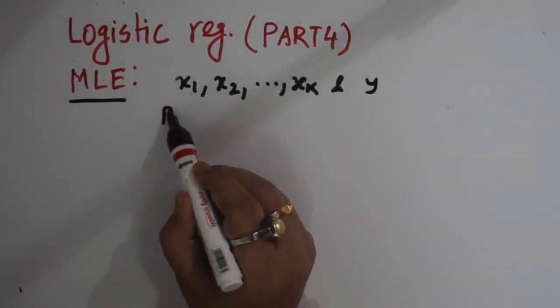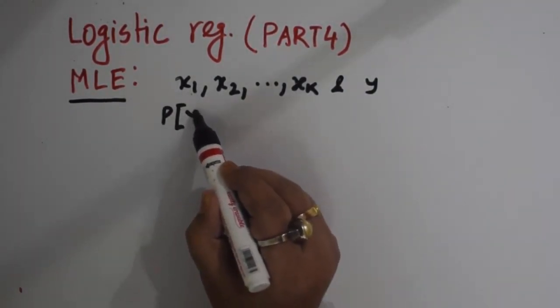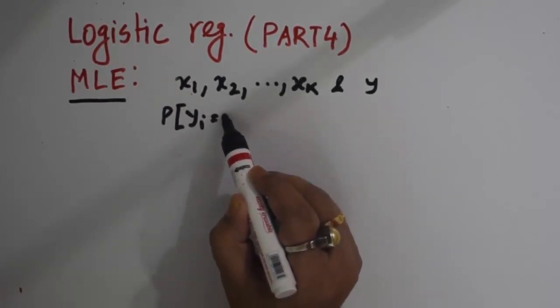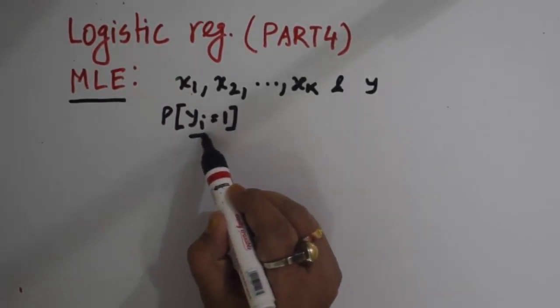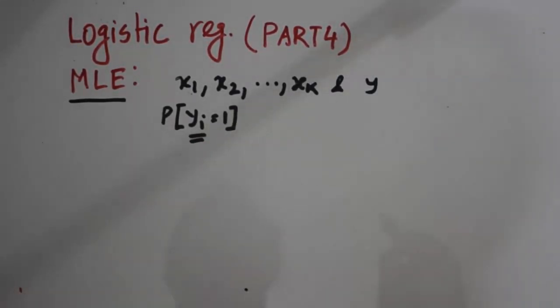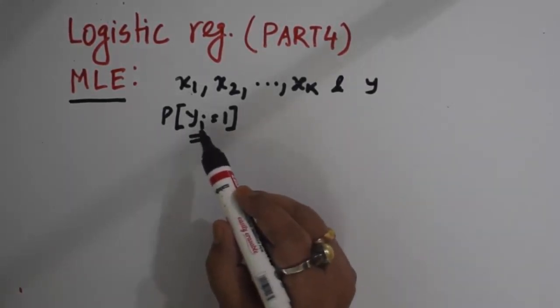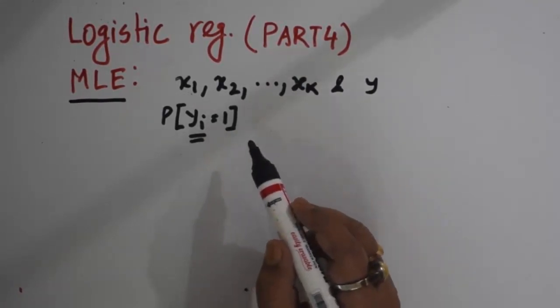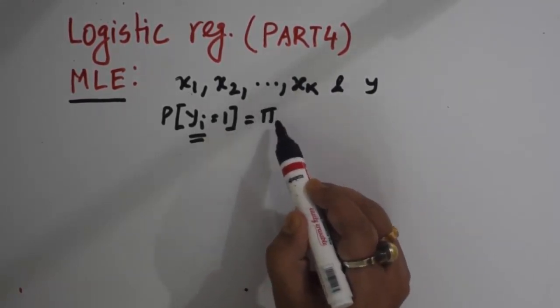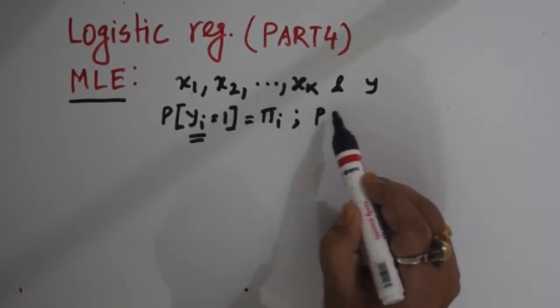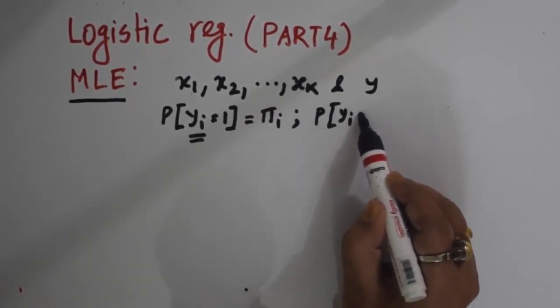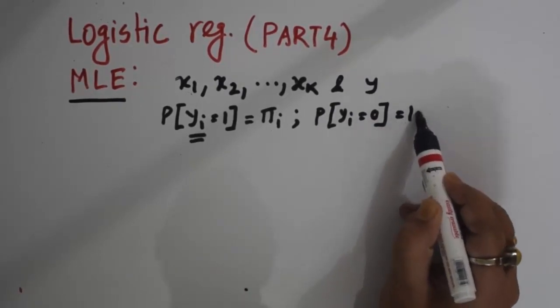Then the probability that yi equals 1. This yi corresponds to the ith response, and each response takes two values, either 1 or 0. So the probability of yi equal to 1 is equal to pi i, and the probability of yi equal to 0 is equal to 1 minus pi i.